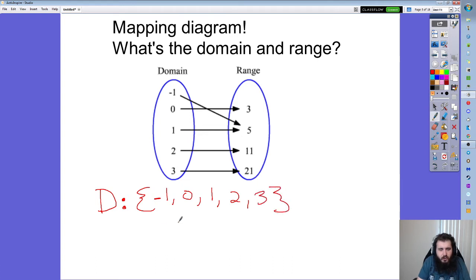And so look, I just took the numbers that are in the domain, and I copied them down to my answer here. I'm going to do the same thing with the numbers in the range. Here I've got 3, 5, 11, and 21.